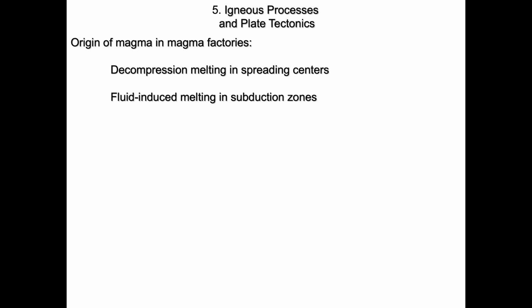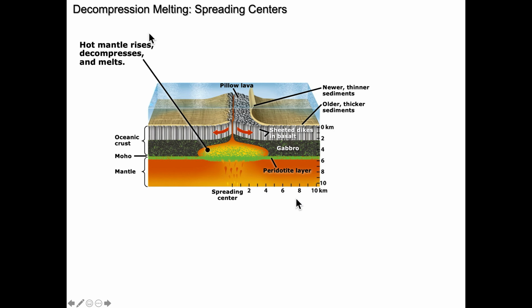What is the origin of the magma in magma factories? It can come from decompression melting in spreading centers. It can come from fluid-induced melting in subduction zones. There's a difference here. As pressure is removed at a spreading center, the rock will melt merely because the pressure on it is reduced. It's easier to go into liquid phase when that pressure is removed. When we add some water to the material in a subduction zone, we also can induce melting. The mere presence of water will lower the melting temperature of rock. So we can see that here.